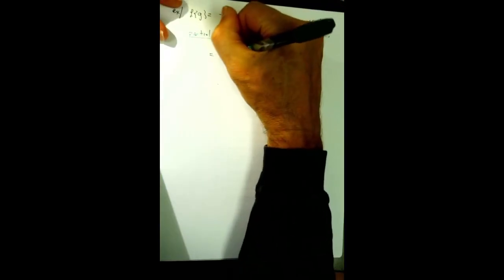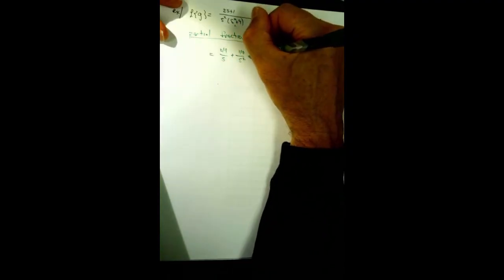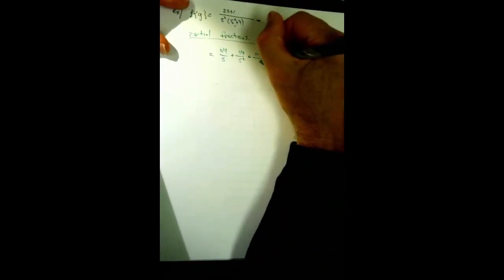So you should be able to go through and show that this is 2/9 over s plus 1/9 over s squared, minus (2/9 s minus 1/9) all over s squared plus 9.